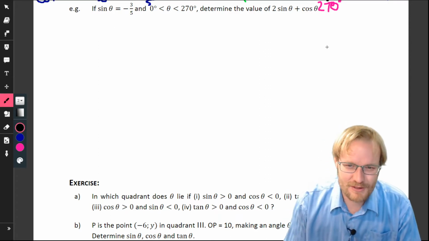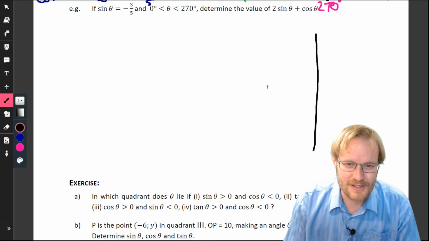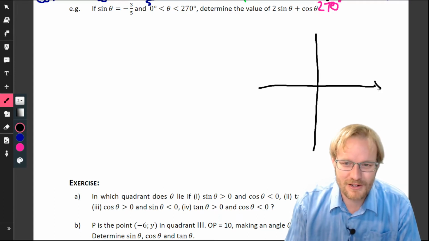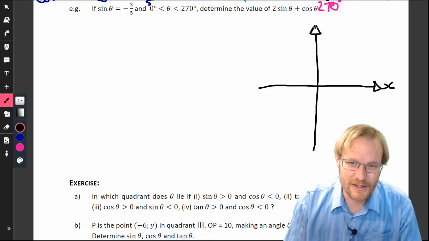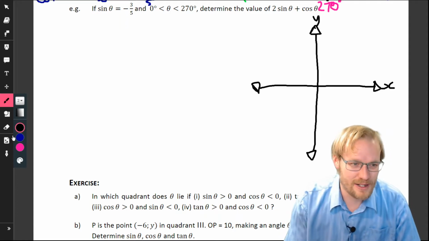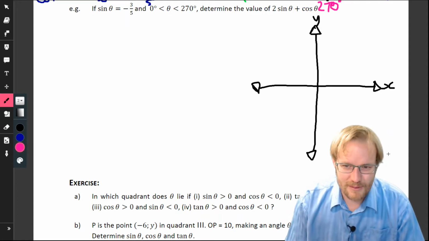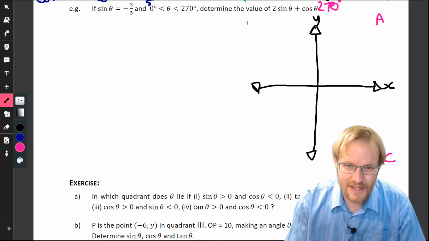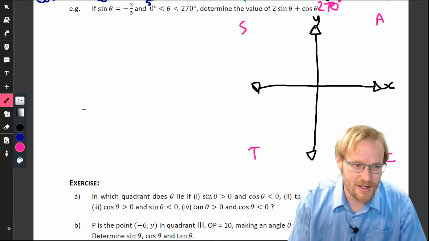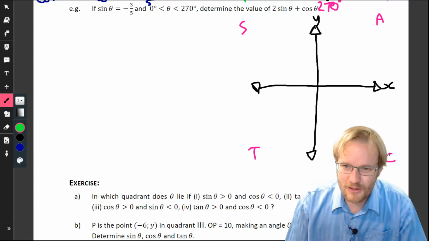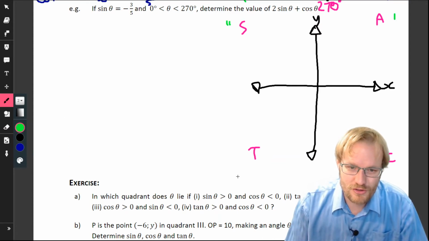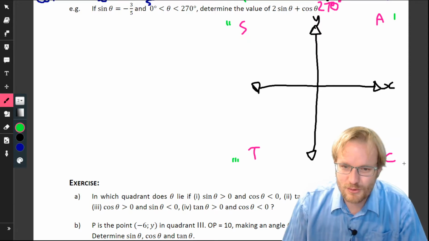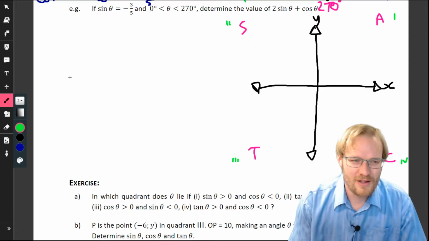Sine theta, we know that we're going to need a Cartesian plane. We know that's going to be our starting point. So let's draw that in. It doesn't have to be perfectly to scale, but some scale helps. Our CAST diagram helps, C-A-S-T. Our quadrants might be useful as well. We know this is quadrant 1, this is quadrant 2, this is quadrant 3, this is quadrant 4.